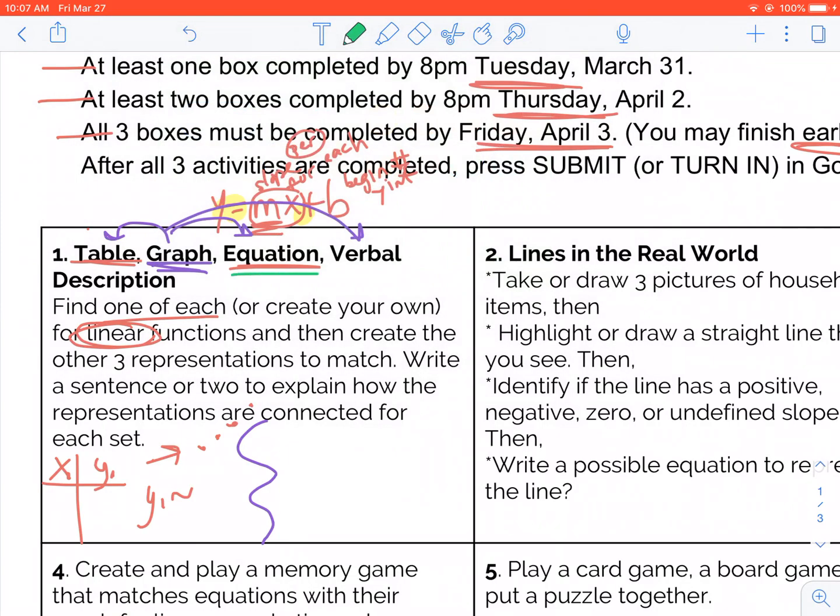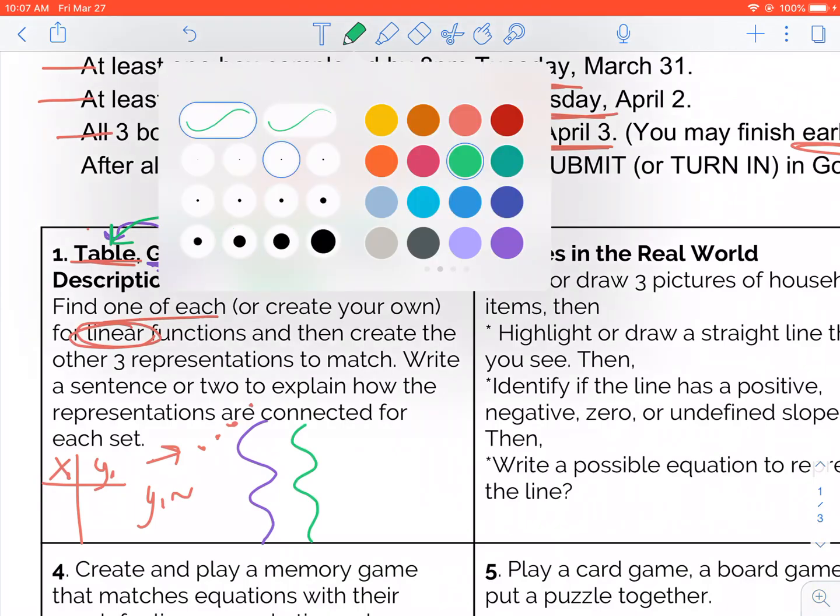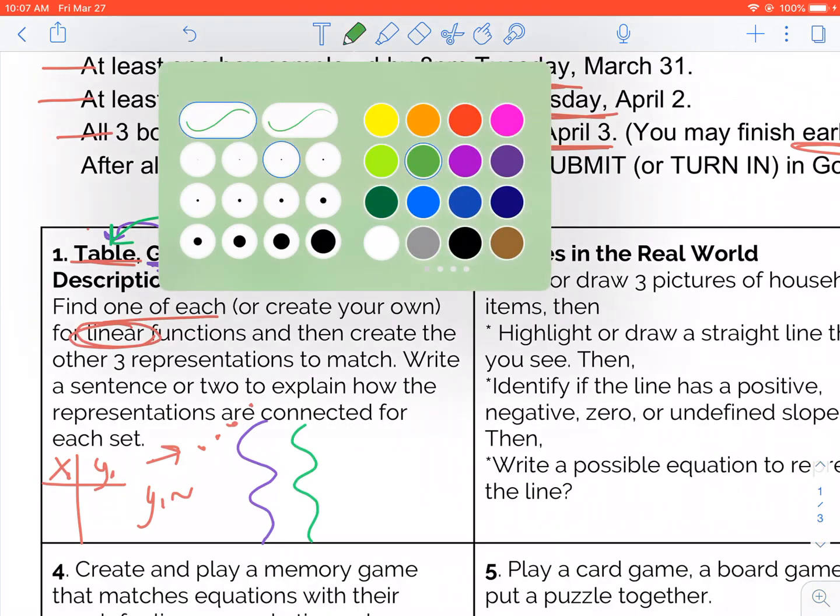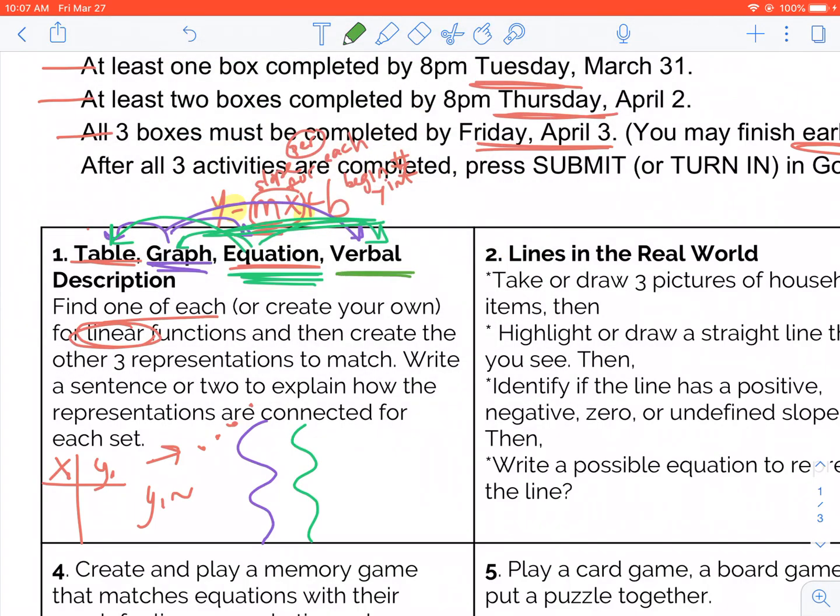Then you're going to start with an equation. So for the next thing, you're going to start with an equation, and you can use what we talked about up here. And you're going to show the table, the graph, and the verbal description.